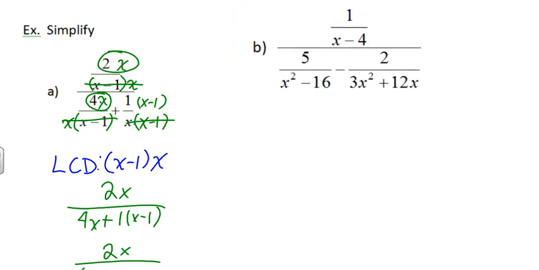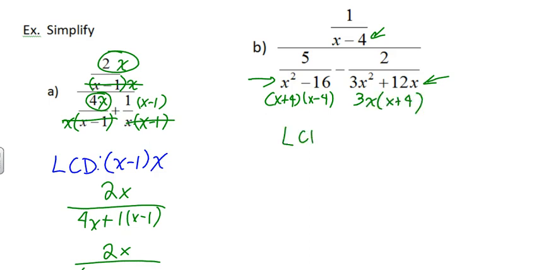So, can I factor this first baby bottom? No. Can I factor this second baby bottom? Absolutely. Isn't that x plus 4, x minus 4? And can I factor this last baby bottom? Yeah, I can factor out a 3x, x plus 4, correct?